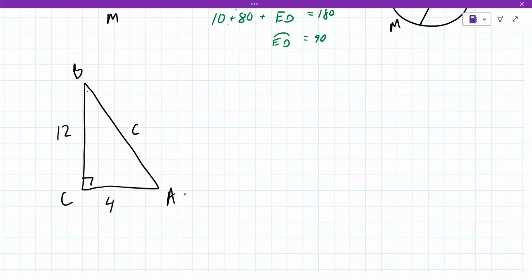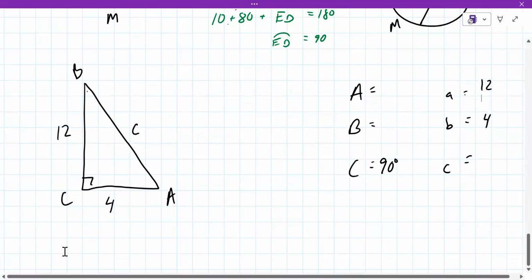Yes. Okay. All right. So consider presenting your answer in a nice organized way. It helps for grading. Okay, so we know that angle C is 90. We know that little b is 4, little a is 12. The little a and little b are always across from the big letters. So how are you going to find the hypotenuse of the right triangle?